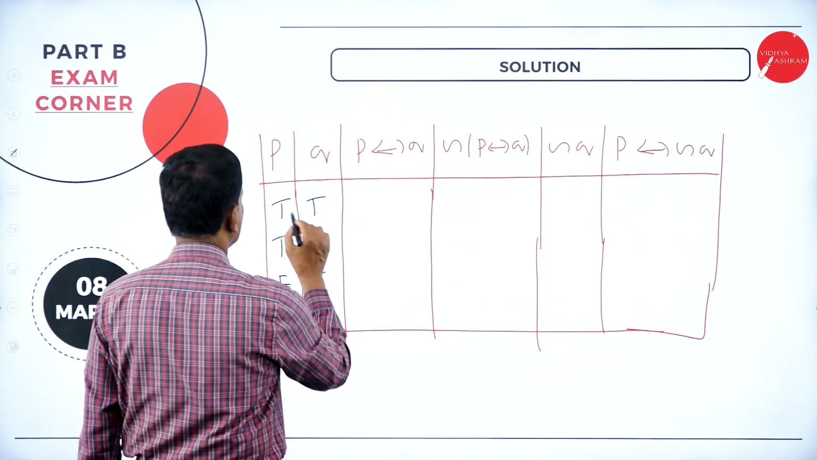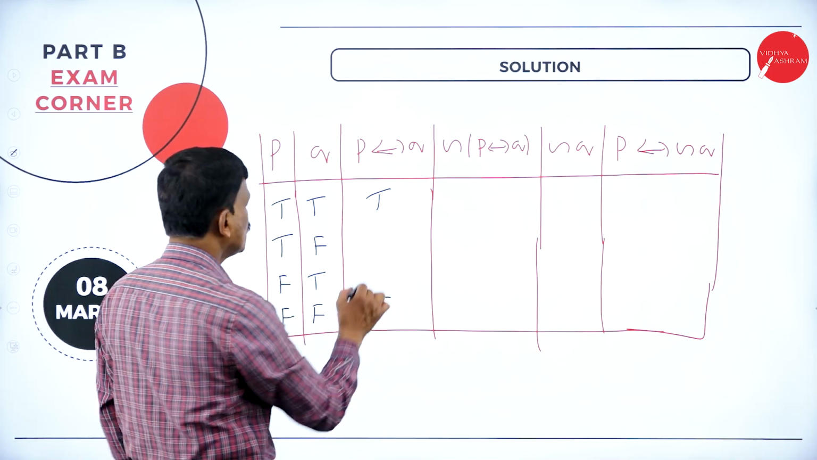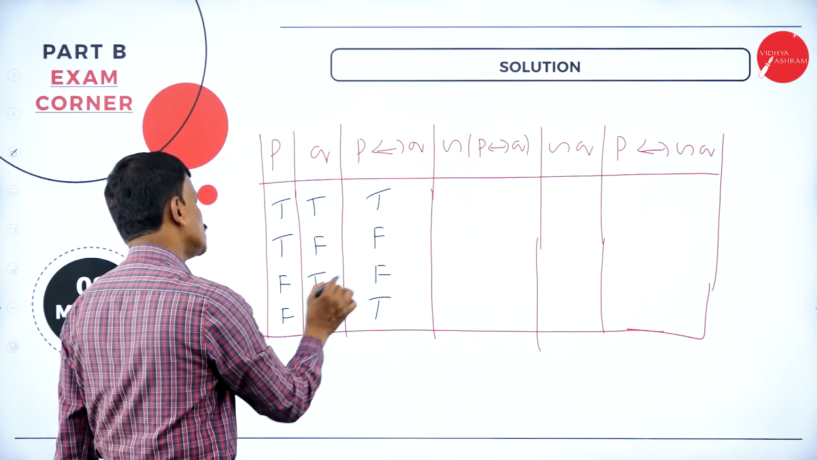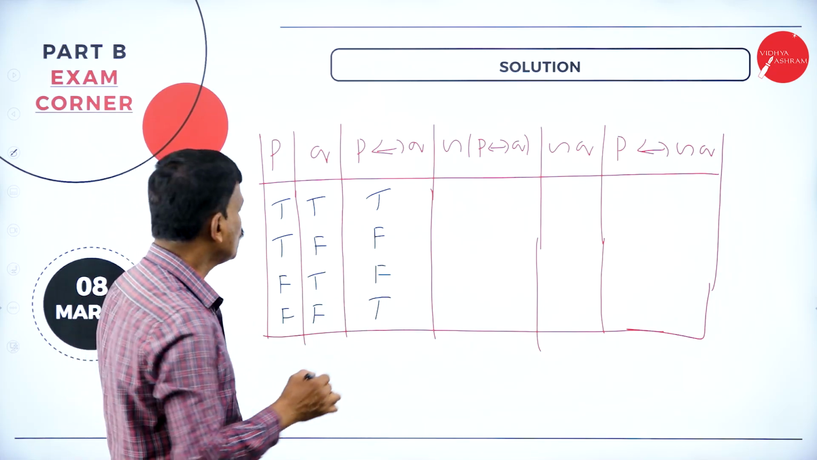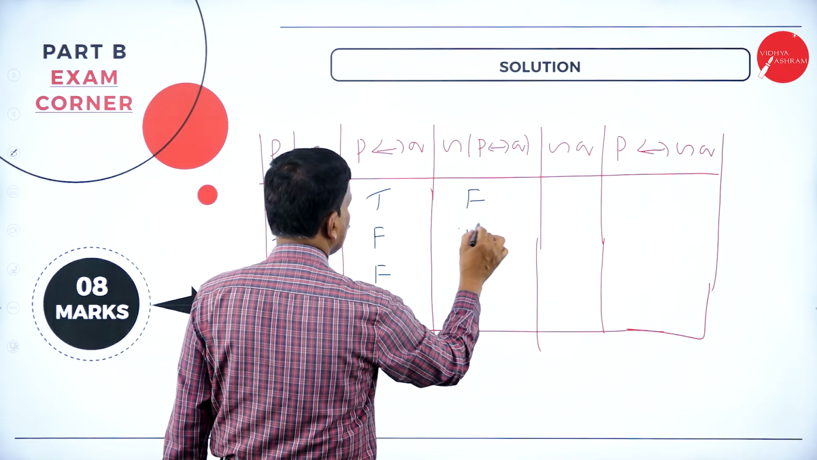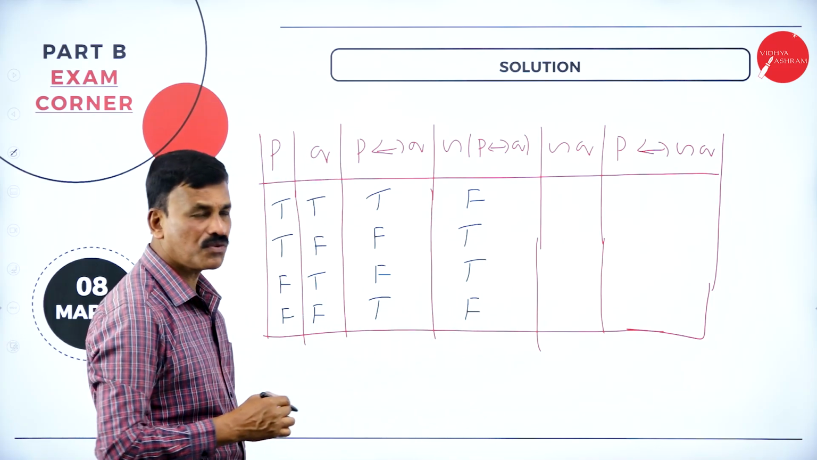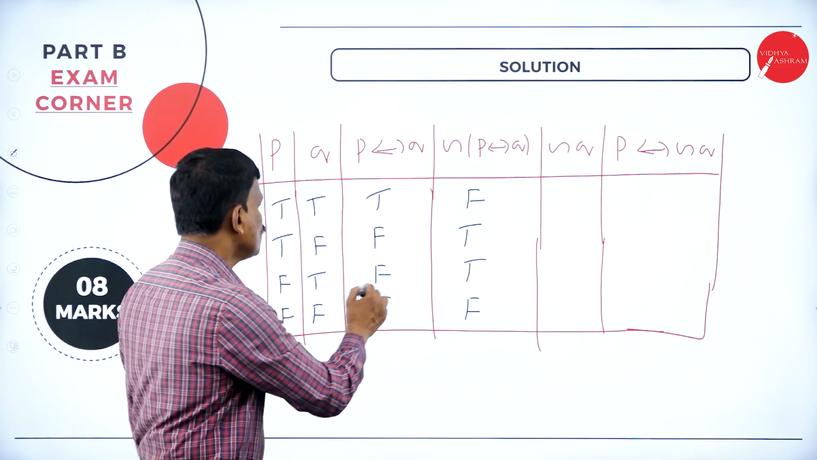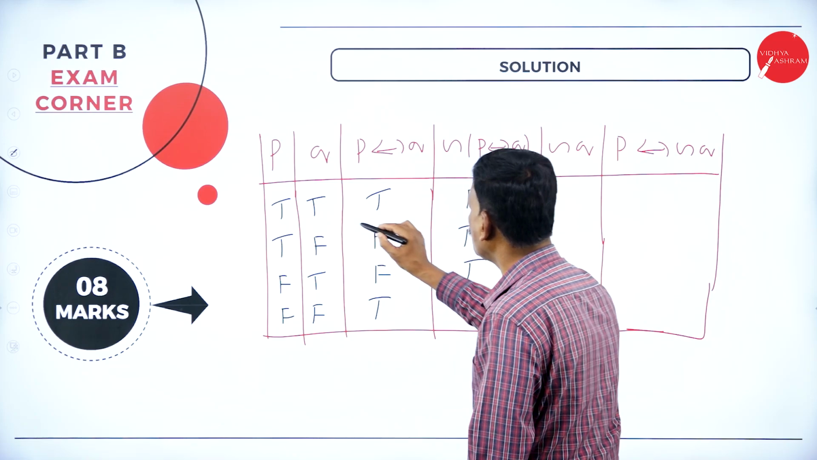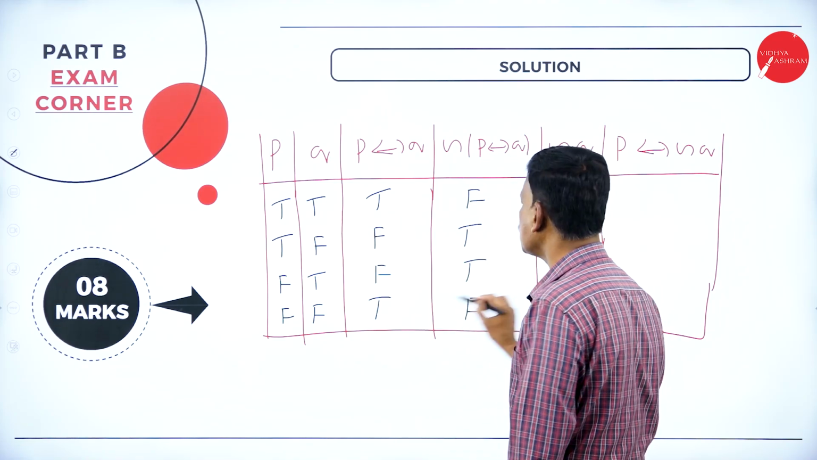Now, biconditional is true when both are true or both are false. In other cases, it is false. So, true and true is true, true and false is false, false and true is false, false and false is also true. Now, write down the negation for this. Negation of T is F, F is T, F is T, T is F. Now, the negation of Q: true is false, false is true, true is false, false is true.